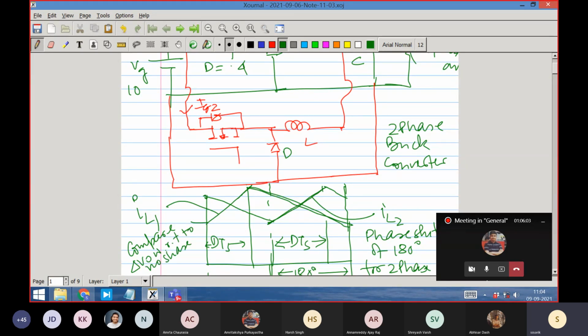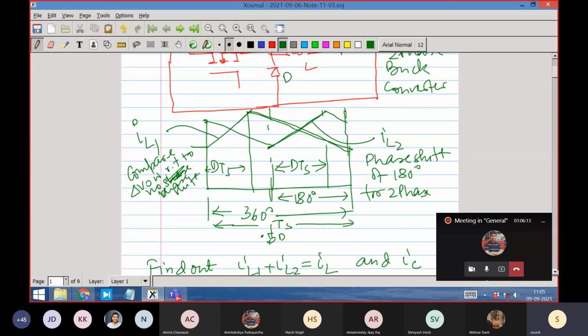There are still two converters, but you don't give this 180 degree phase shift. So compare the delta V naught, what will happen with respect to that situation. So let me stop here.